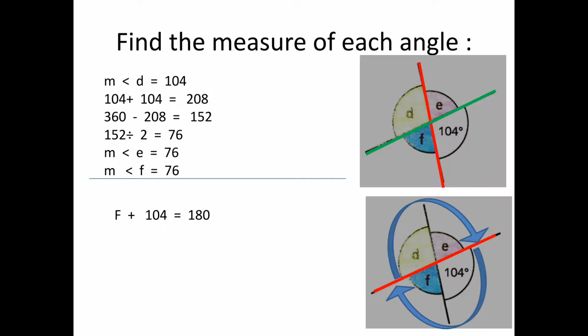Okay? Now, can I get F by itself? Yes, just subtract 180 minus the 104. It will give you the missing part, which is F. So F is equal to 76 degrees.